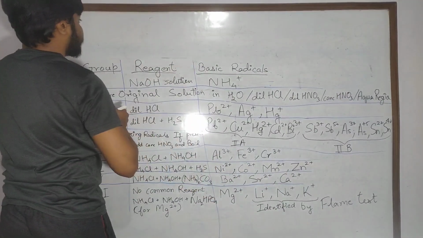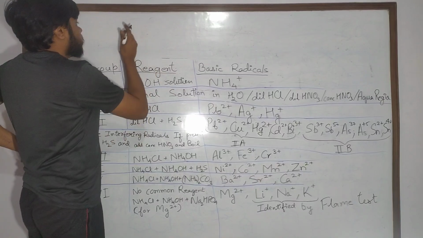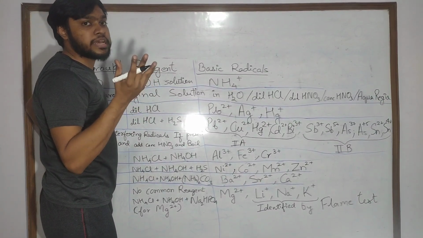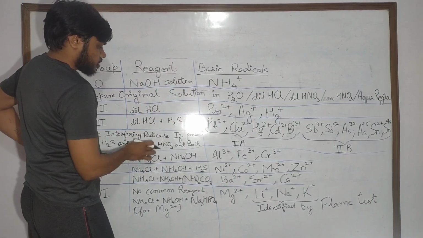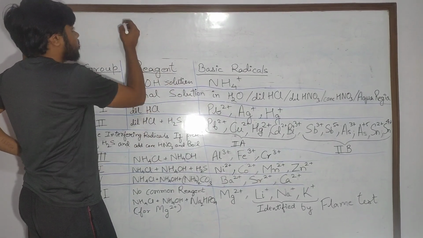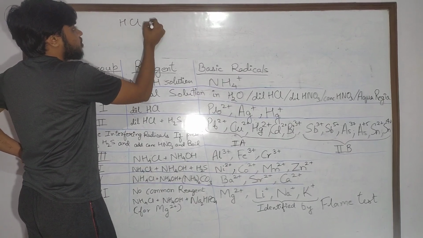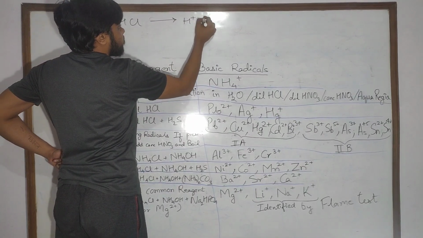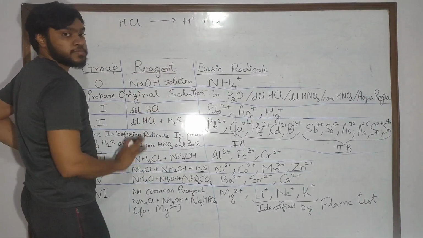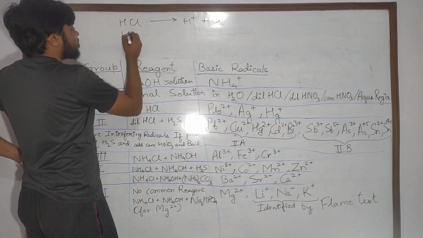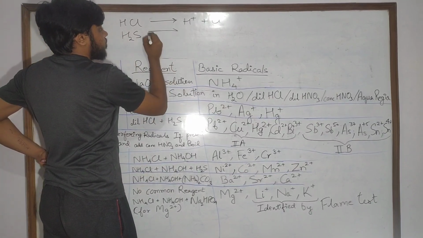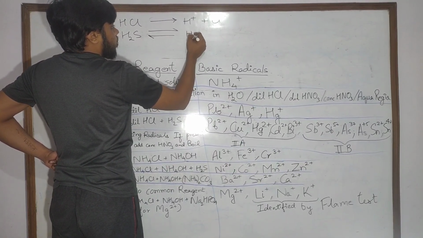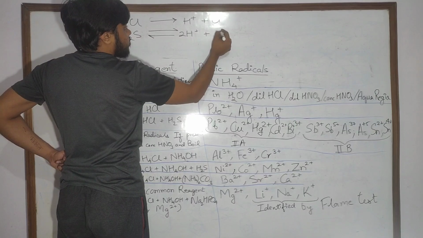So what is common ion effect? Suppose you have a weak acid or a strong acid. For example, over here, HCl, you know, it is a strong acid. It dissociates into H plus and Cl minus ions. Now H2S is a weak acid. It dissociates into H plus and sulfide ions.